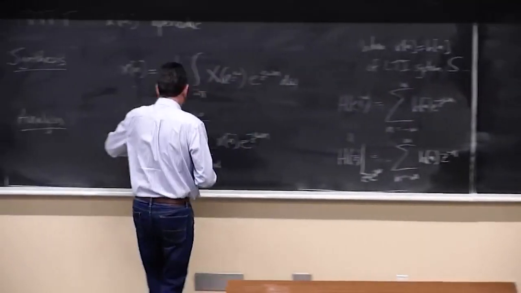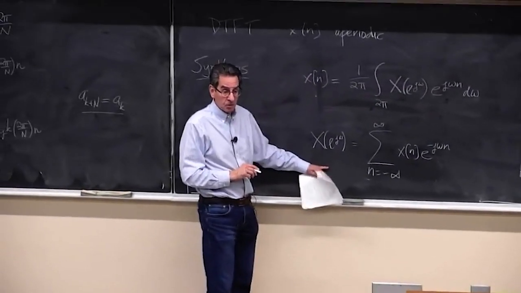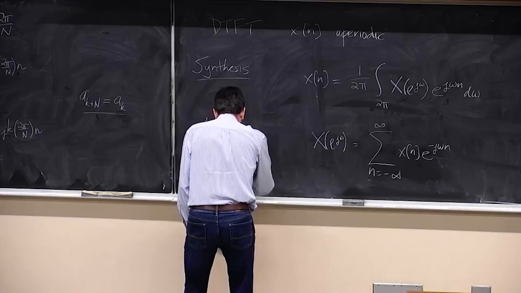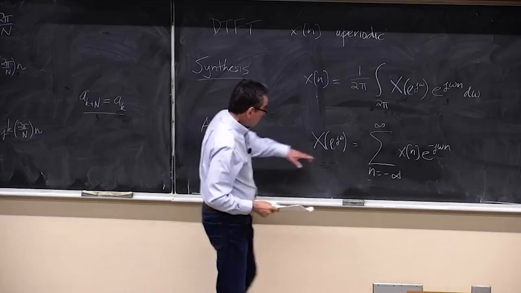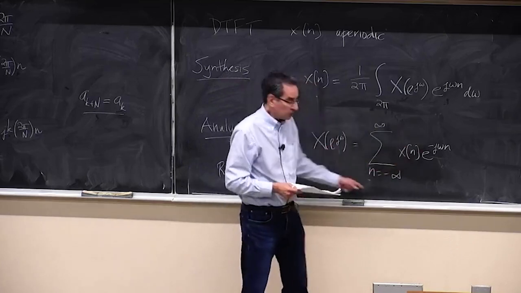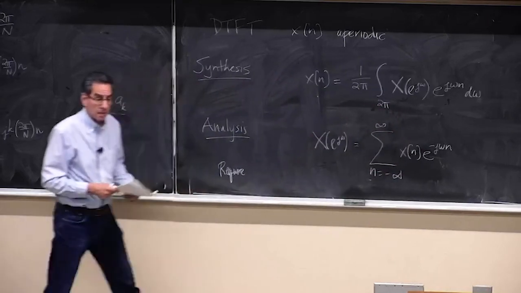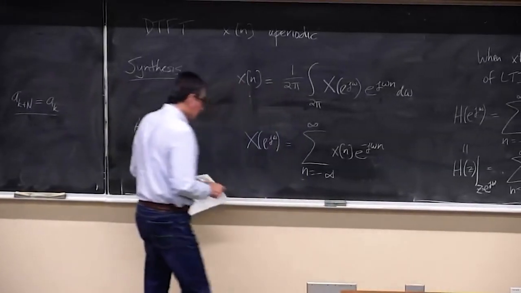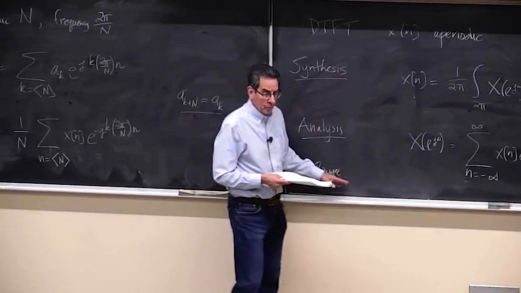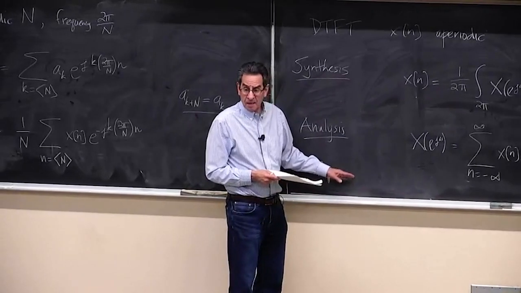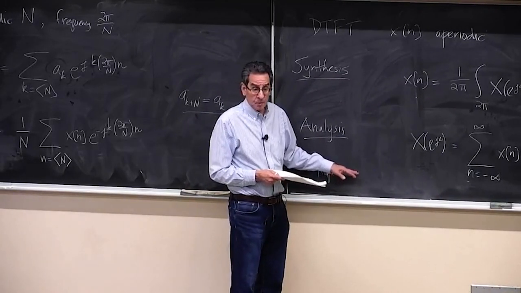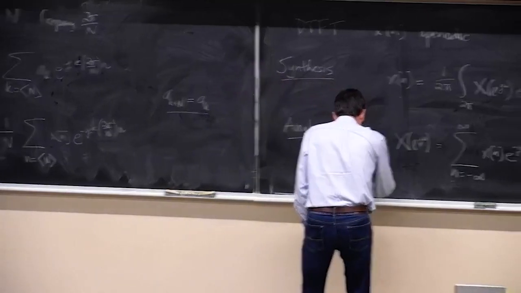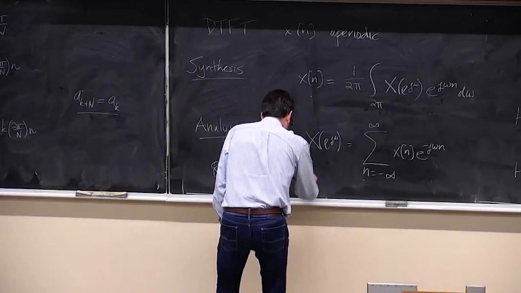Now there are some conditions having to do with the existence of this. We require some conditions on x of n for this infinite summation to converge. The one that we typically choose to invoke is very much analogous to the thing that we had for the stability of a system, which was we want the sum of the magnitude of x of n to be bounded.